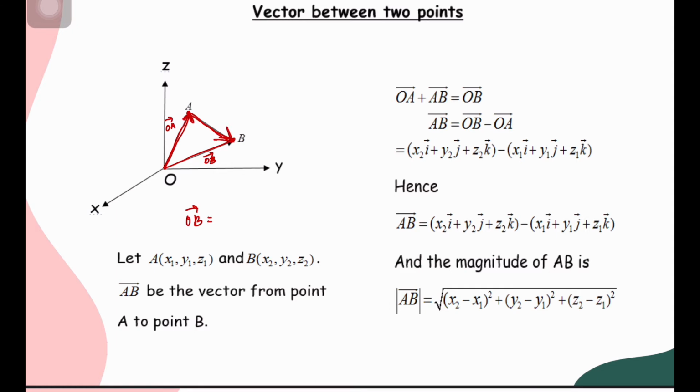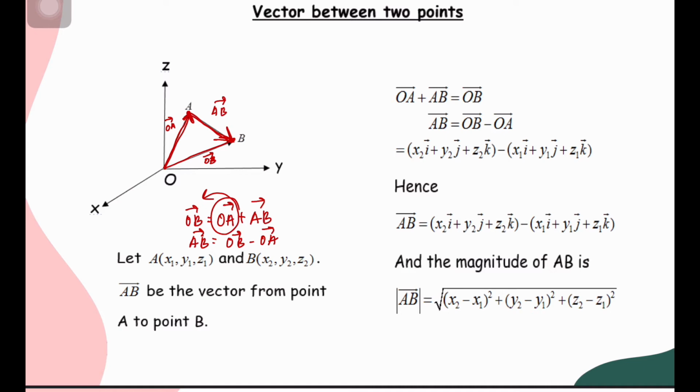So OB is actually OA plus AB. If you want to find this vector AB, you just need to rearrange this one, bring this one to the left. So you will have the vector AB is actually the vector OB minus the vector OA. This is how to find the vector in between of 2 points. You need to see the relationship between these 3 lines.